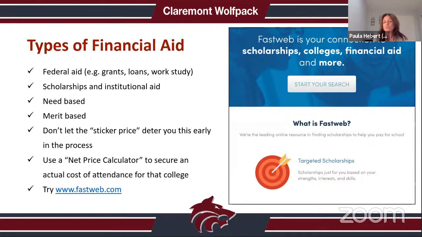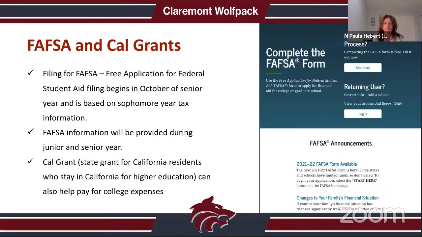FastWeb is a tool you can use in high school and in college to search for scholarships, financial aid, even internships. So that's a great tool for all students to have. As I mentioned earlier, the free application for federal student aid, called the FAFSA, is going to be an important step in the fall of your senior year.